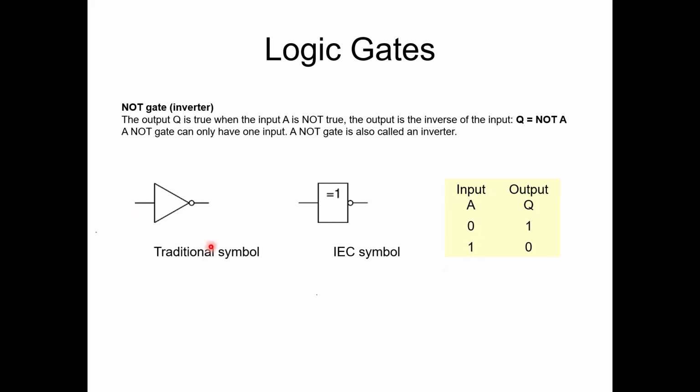The job of the inverter is that if it is 0 coming in here, what will come out over here is going to be what? 1. And if it is 1 coming in here, what will come out over here is going to be what? 0.